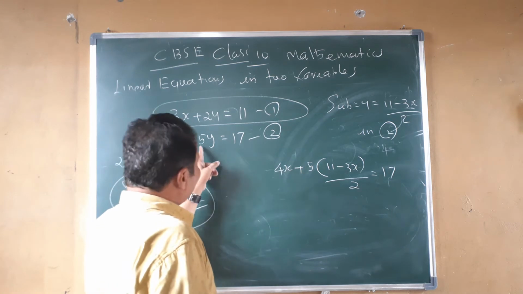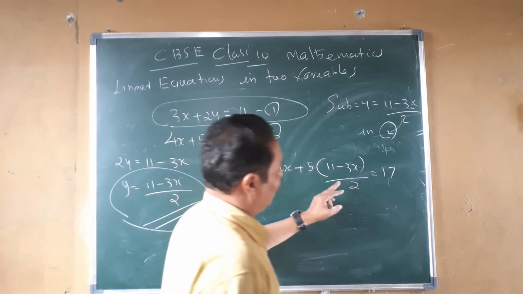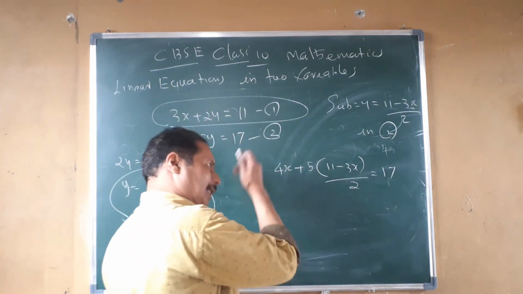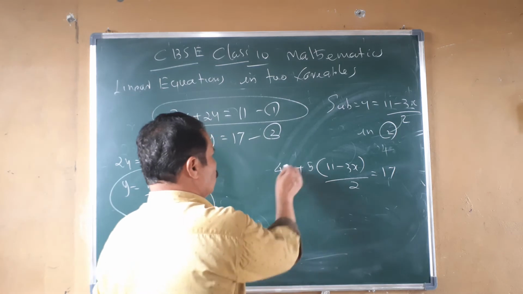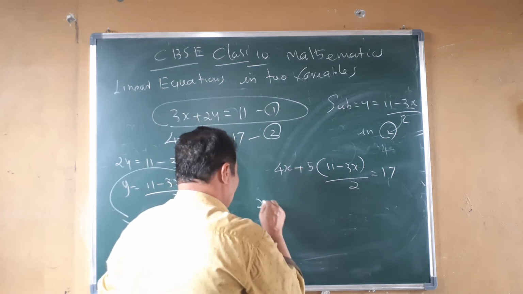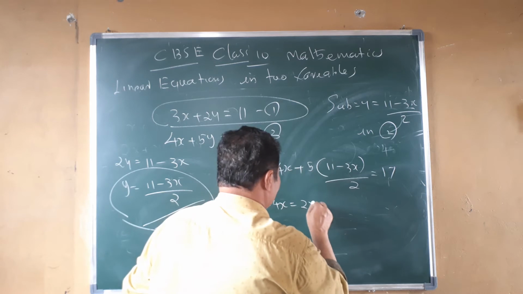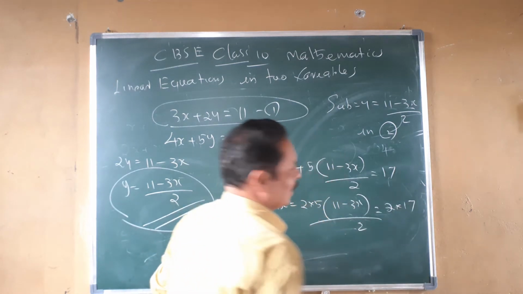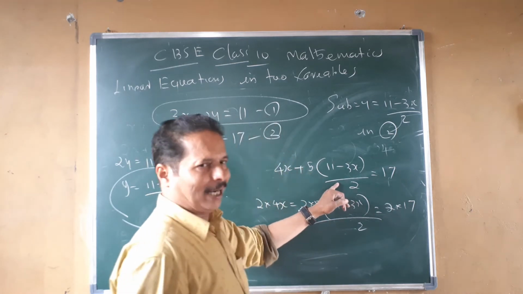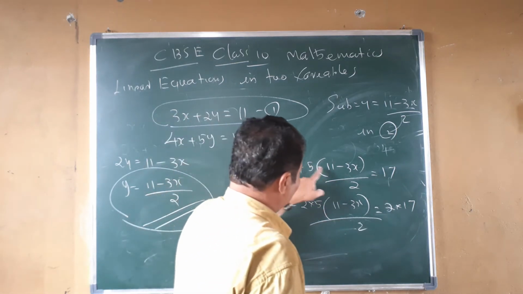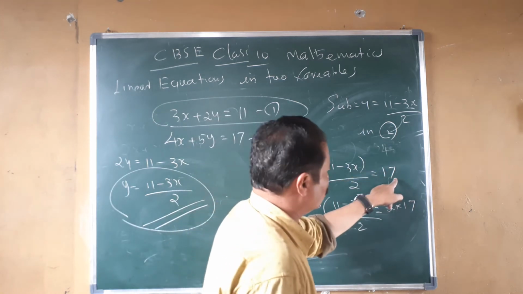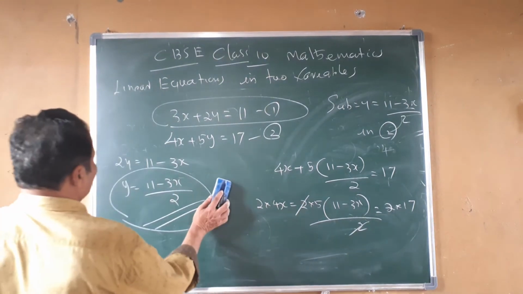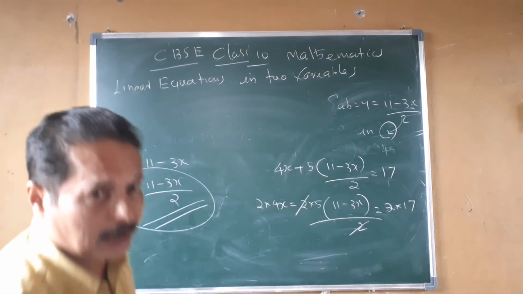So substitute the value here. And better you multiply all the values by 2. Come on, multiply all the terms by 2. That is 2 into 4x, better you write it, 2 into 5 into 11 minus 3x by 2 equal to 2 into 70. We want to remove this denominator. Now, these two get cancelled. Look very clearly.